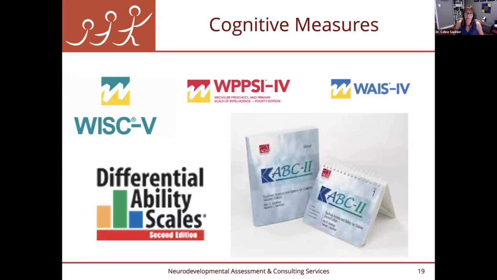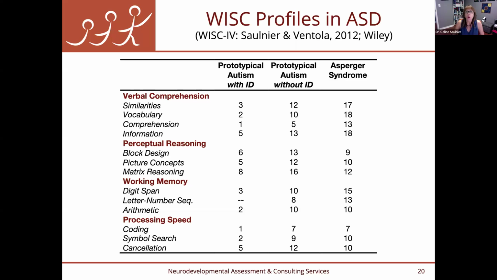And the Differential Ability Scales, which is in its second edition and was just recently renormed for the school age, the DAS, however you like to call it, can be very, very beneficial in autism. Interestingly, in the field of autism, you can actually look at Wechsler profiles because so much of the research on cognitive profiles in autism has been done on Wechsler scales.